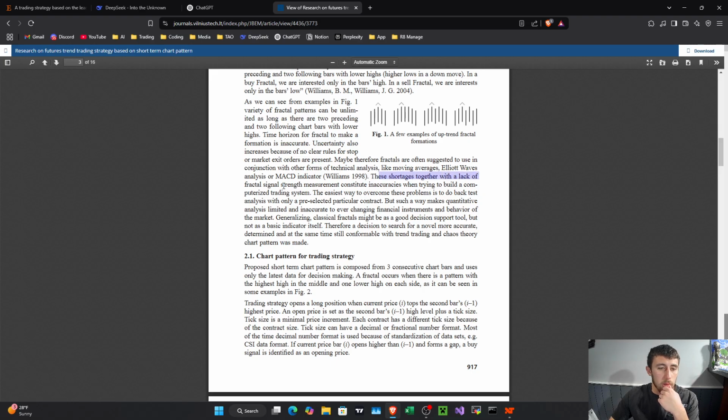So these shortcomings, together with a lack of fractal signal strength measurement, constitute inaccuracies when trying to build a computerized trading system. The easiest way to overcome this problem is to do backtest analysis full of pre-selected particular contracts, but such a way makes quantitative analysis limited and generalizing. Okay, so it's saying we're going to take fractals, but that's not everything. So we need to find more.